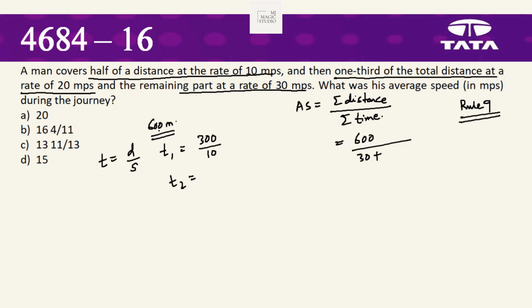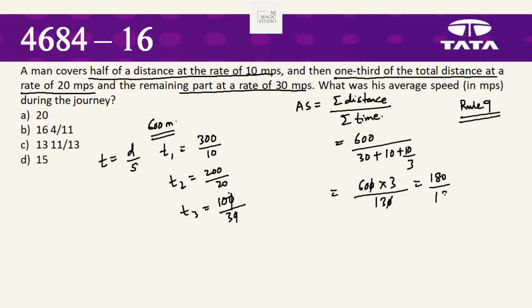For T2, 1/3 of the total distance, which is 200 meters, is traveled at 20. Here time taken is 10 seconds. And for T3, the remaining 100 meters, the rate here is 30, so that is 10 by 3. So average speed is 600 into 3 by 130, so it is 180 by 13, which we can see here. 13 into 13 is 169, plus 11 is 180. So speed is 180 by 13 meters per second. Option C fits in.